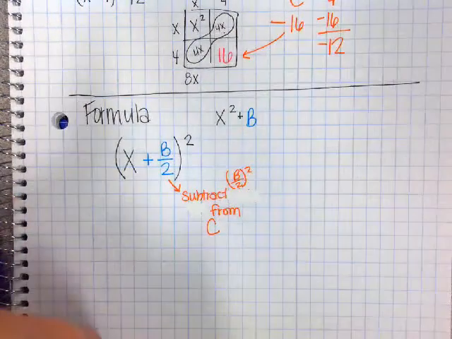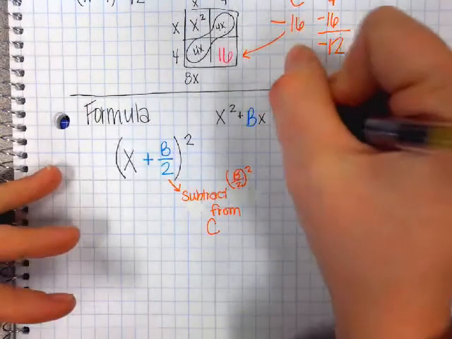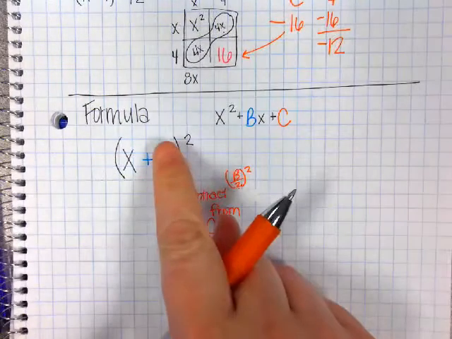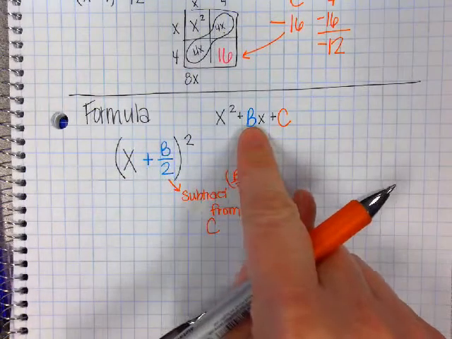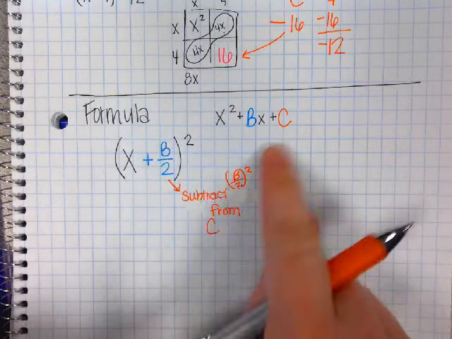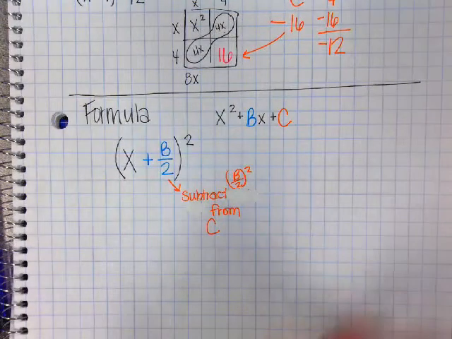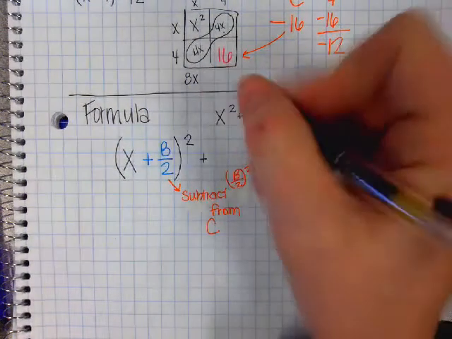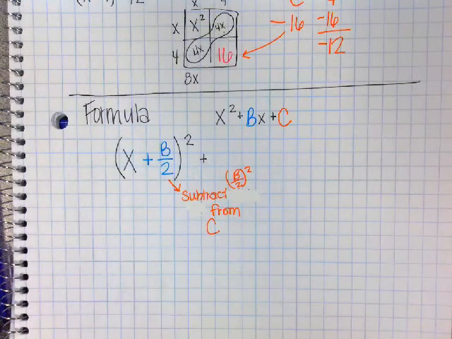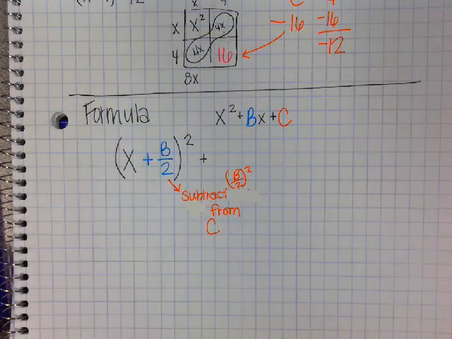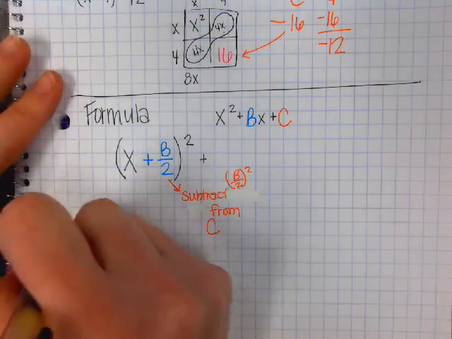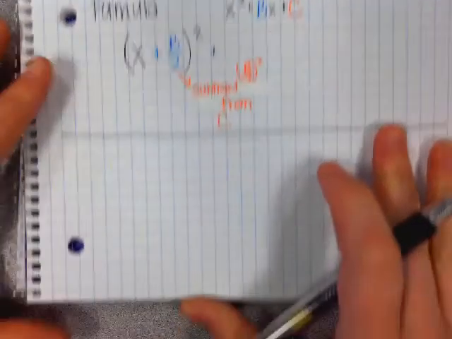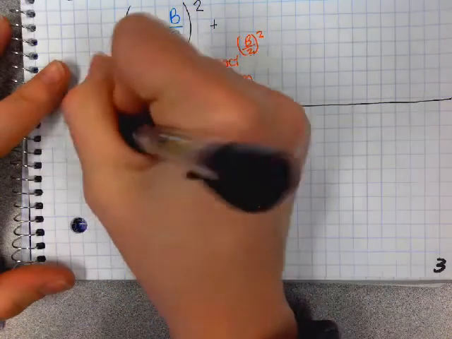So it would be x squared plus bx plus c. When it talks about b, it's talking about the number with x. When it talks about c, it's talking about the number out here. So that's the formula. You can decide if it's easier or not. I'm going to do another one without even touching the algebra tiles this time.